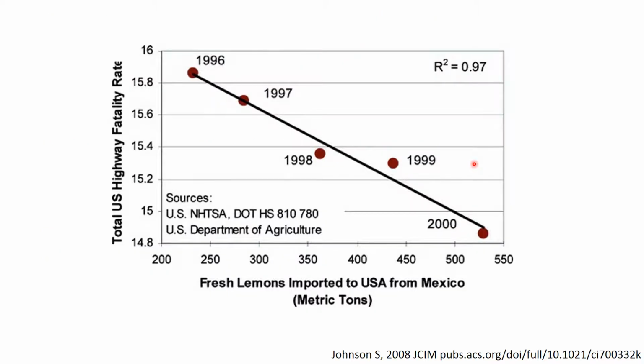Just again, these kind of spurious examples. Fresh lemons imported from the USA to Mexico seem to correlate quite well with highway fatalities, so car crashes. There's quite a strong correlation here between these data. It's got an R-squared of 0.97, so 97% of the variance in the import of Mexican lemons can explain the change in car crashes.